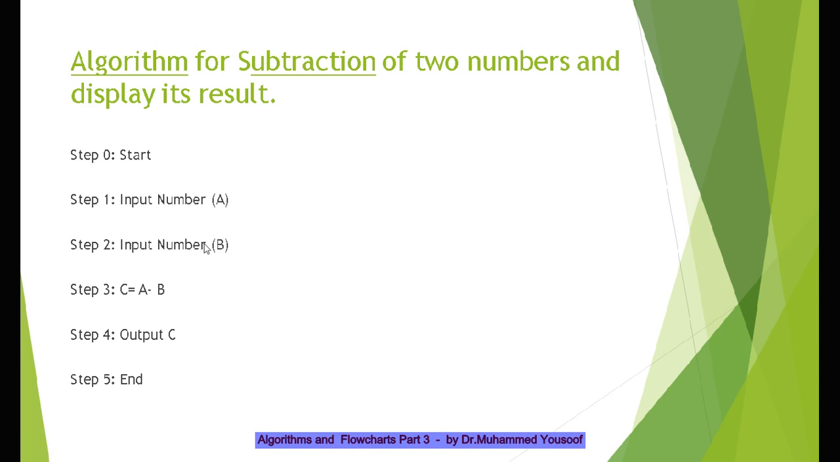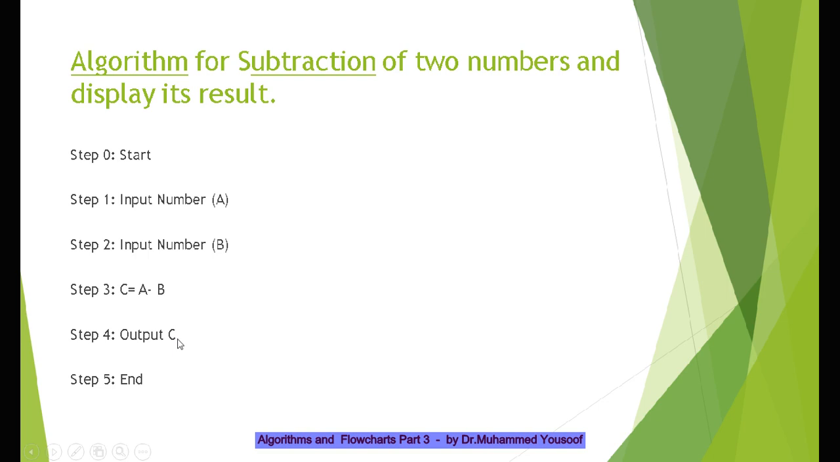So what we do is that we get the two inputs, number A and number B, then C equal to A minus B. Output is C. Because you see what happens? We subtract A minus B and store the value in variable C, and we want to display this value which is stored in C. So output is C and end.